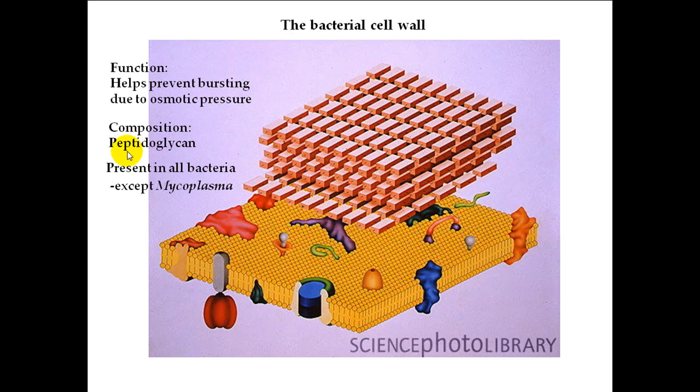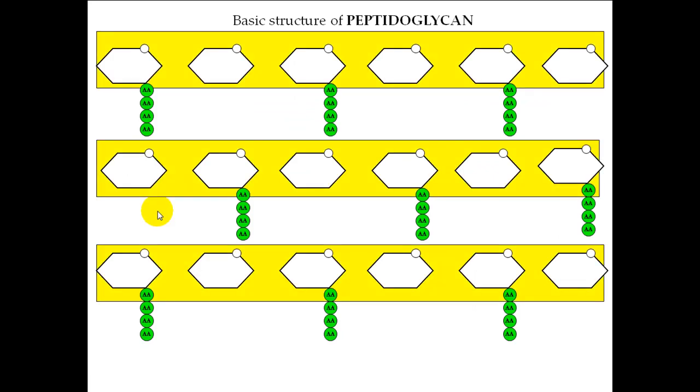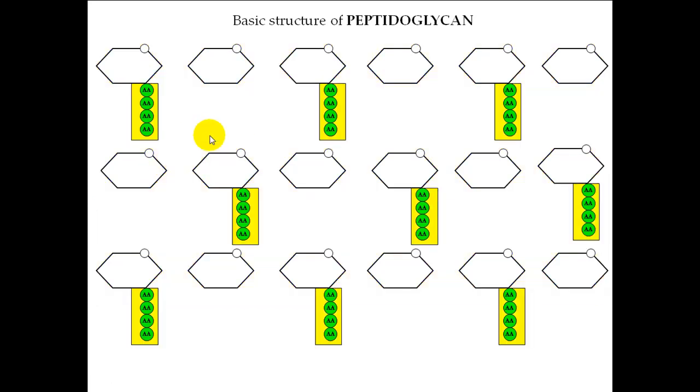They're arranged in a way that looks something like this. Here in yellow are all of the chains of sugars that you find in peptidoglycan, and here now in yellow are the short amino acid chains that you find in peptidoglycan.